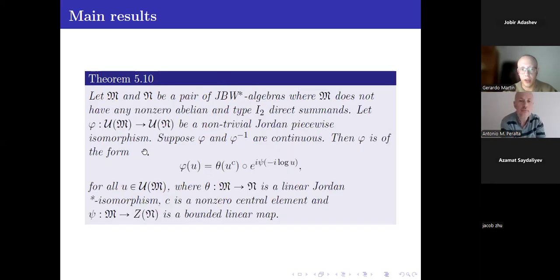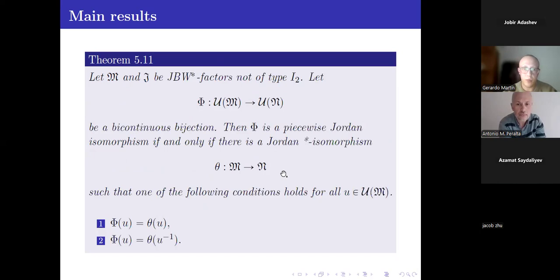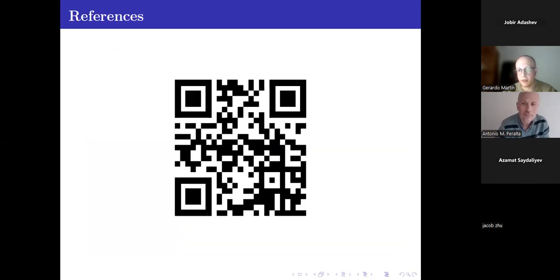Also, we obtain the following result in terms of expressing any map between a pair of GBW star algebras. If we obtain a non-trivial Jordan piecewise isomorphism between the unitary sets, this map can be written in the following way. And finally, when we have factors and a continuous bijection between the unitary sets of these algebras, then phi is a piecewise Jordan isomorphism if and only if there is a Jordan isomorphism theta such that one of the following conditions holds. And that's all. These are the references, and thank you very much.